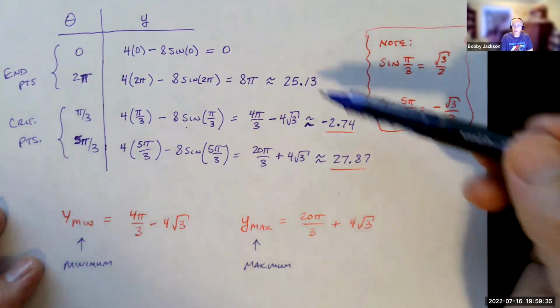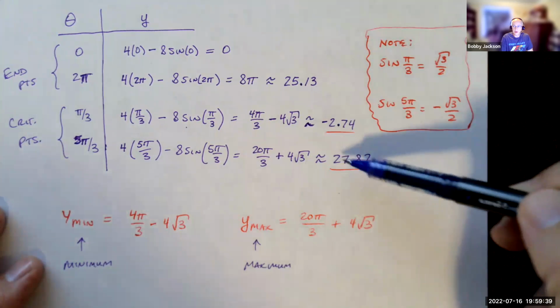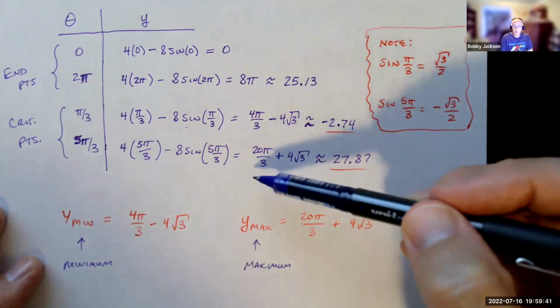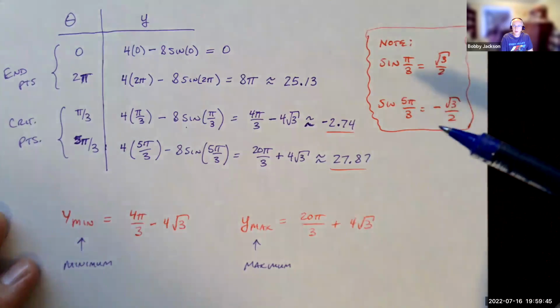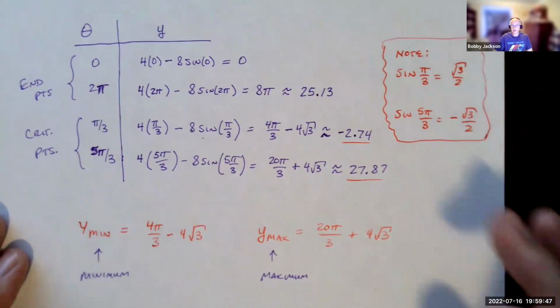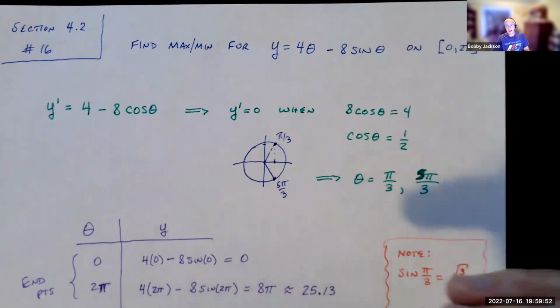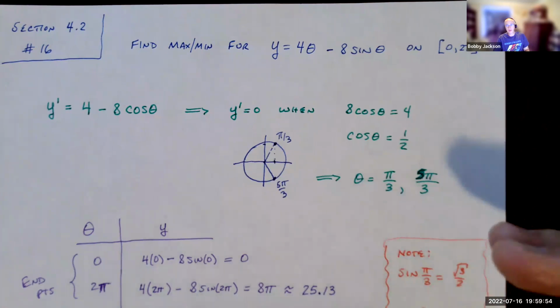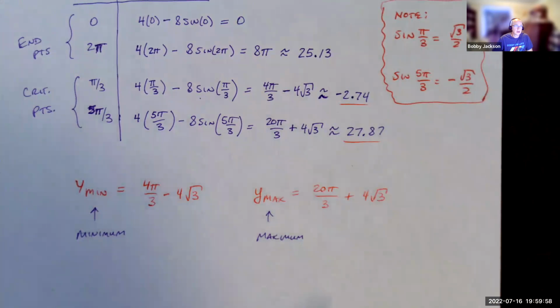The maximum value, of course, is 27.87, just a little bit more than that point or that value there. And so that's the maximum right here, 20 pi over 3 plus 4 root 3. Okay, and so hopefully this explains how, again, to show support in these types of problems where you're finding the max or min for a continuous function on a closed interval. Okay, hope this helps with this particular problem.